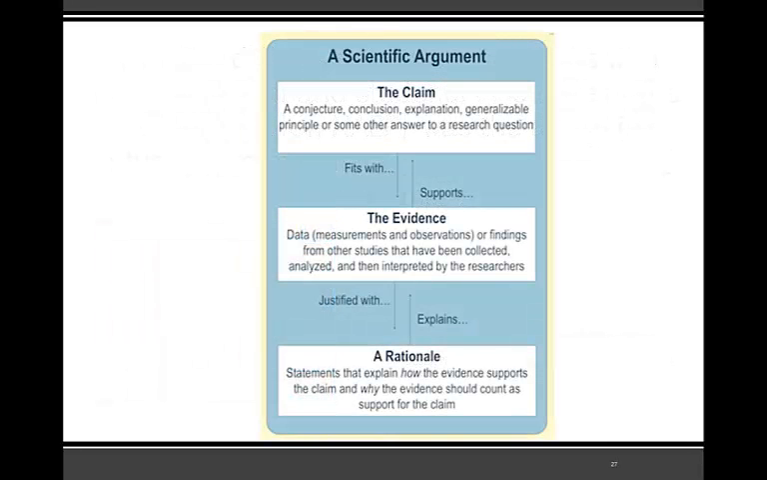So let's look at what a scientific argument is, and this is a simplified version of it, but a scientific argument is a claim, an evidence, and a rationale or reasoning. The readings that you're doing for this section call it CER, claims, evidence, and reasoning. Rationale really matches the same thing as reasoning here. So the claim is a conjecture, conclusion, explanation, principle, or some other answer to a research question. In some cases, the claim will be the hypothesis that we talked about in the process section. The claim needs to fit with some evidence.